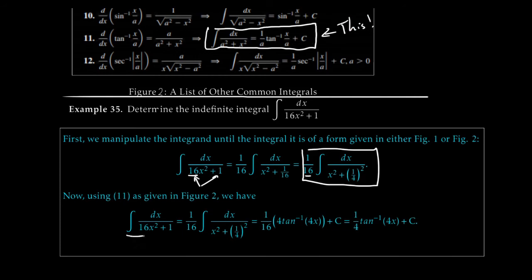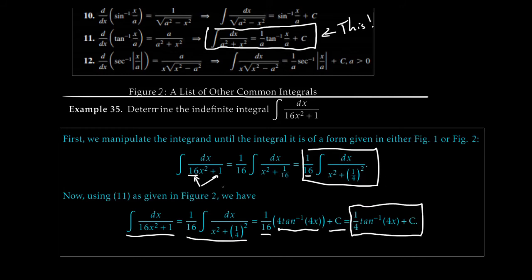So we take this guy and turn it into our new form down there. We leave that 1/16 hanging out, and then we notice that our a here is 1/4. So 1 over 1/4 is 4. Tangent inverse of x over 1/4, that's 4x. So I get 1/16 times 4 tangent inverse of 4x, and once the integral went away, the c is here to stay. Doing a tiny bit of algebra, we end up with 1/4 tangent inverse of 4x plus c. And hey, wouldn't you know it, we're done.